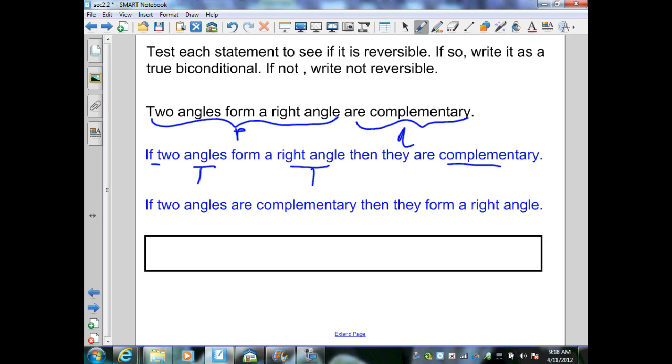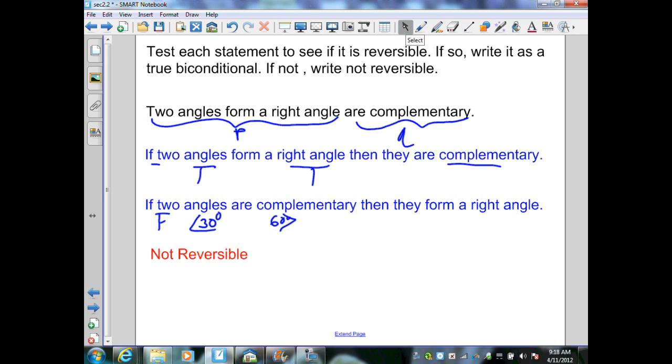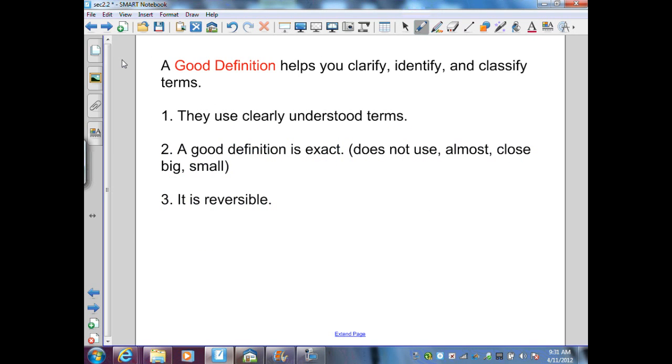My next statement, I'm going to write the converse of my original conditional here. If two angles are complementary, then they form a right angle. This is false. Just because they're complementary doesn't mean they form a right angle. I could have two angles that are not adjacent. For example, 30 degrees, and I have another angle over here that is 60 degrees. These two angles are complementary, but they don't form a right angle because they're not adjacent. Therefore, this is false. And my conclusion is that these are not reversible.